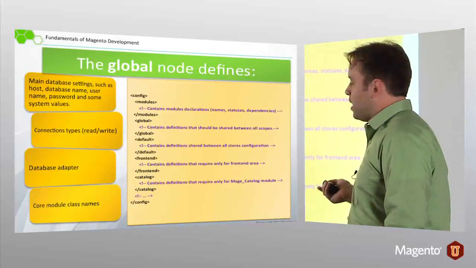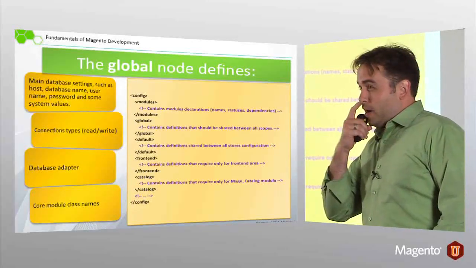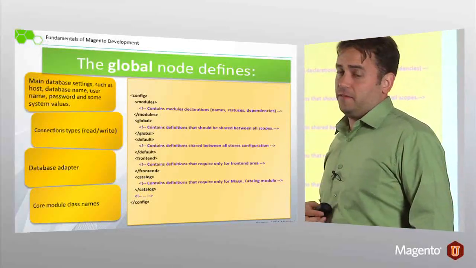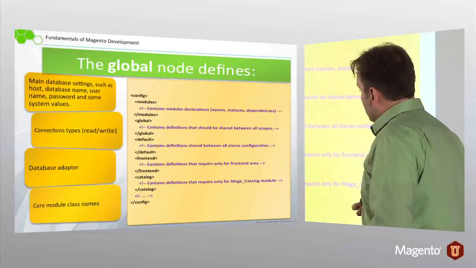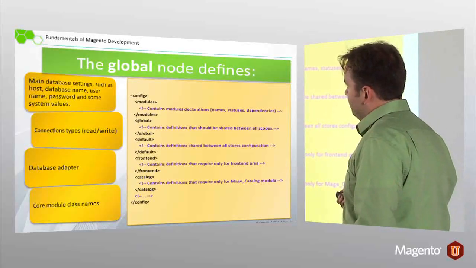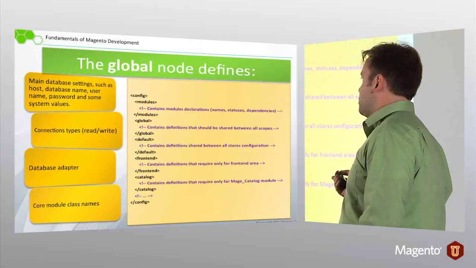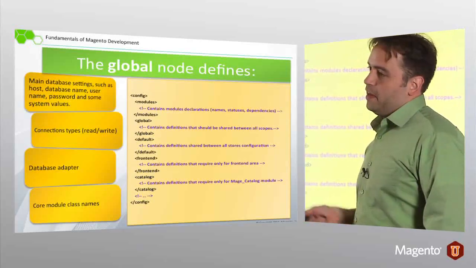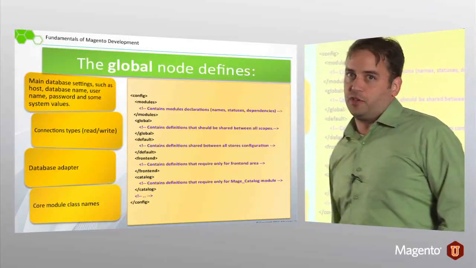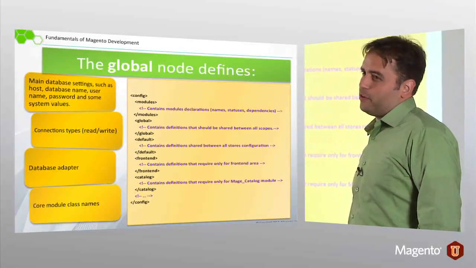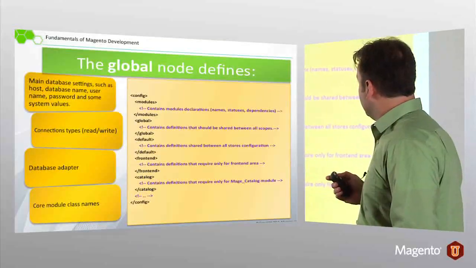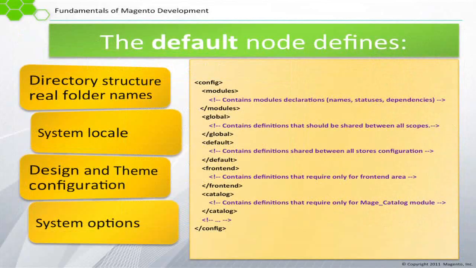Okay, the connection types, so read and write. You can find these also if you look in app/etc/config.xml. We set up different connection types, database adapters, and then also some of the core module class names are configured. I think they're there, but they're not necessary. Anyway, a little background.